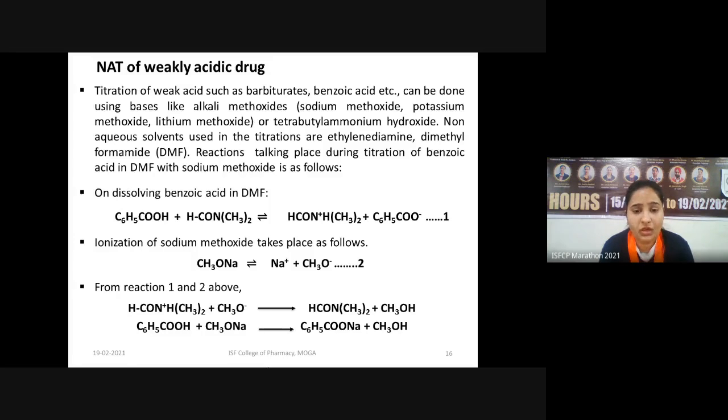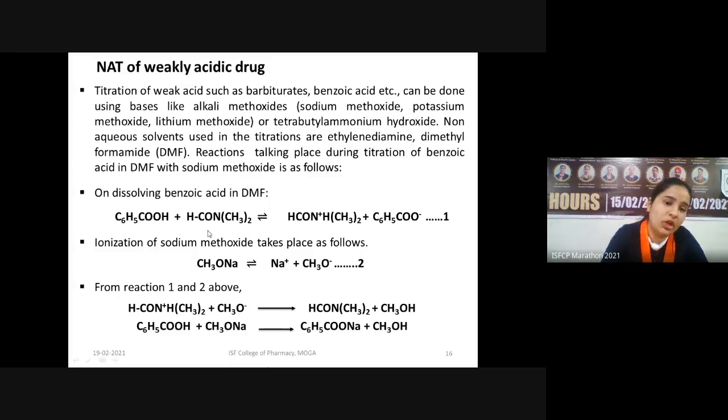Now what is the net reaction? In the net reaction we can see that benzoic acid reacts with sodium methoxide and forms the salt of benzoic acid with the release of alcohol, with the release of methanol. So this is the net neutralization reaction which is taking place here.